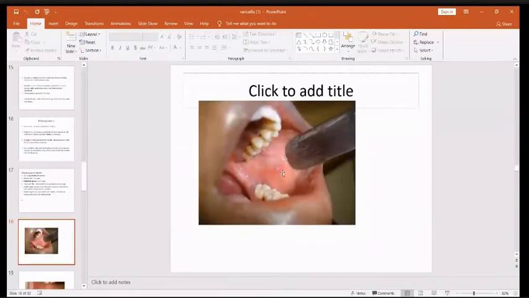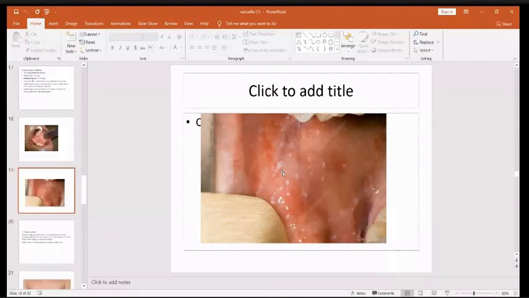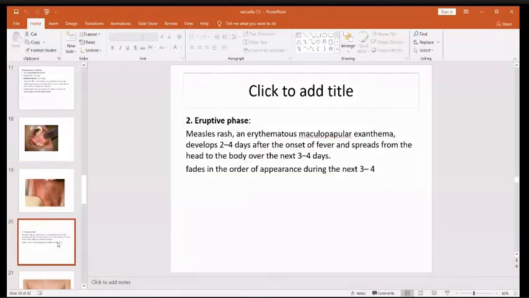In this, you can also see multiple Koplik spots. So this is a pathognomonic finding in measles. And after that, there is the eruptive phase, that is the eruption of the rashes. The rash type in this is macular or papular.